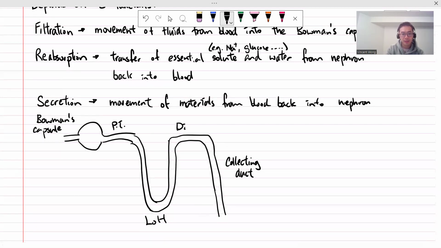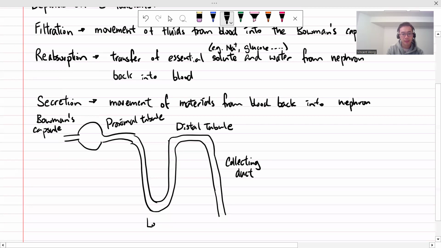DT is distal. Distal tubule. Proximal tubule. And then the loop of Henle, right?